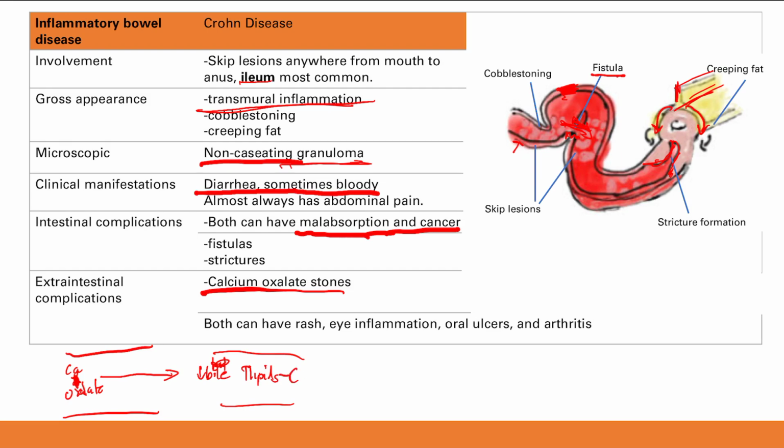So these lipids will form a complex with the calcium. It's going to form a soap complex. So now your calcium is not available to bind to that oxalate.